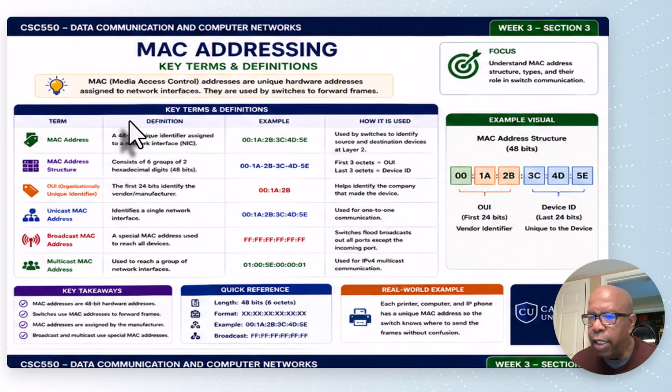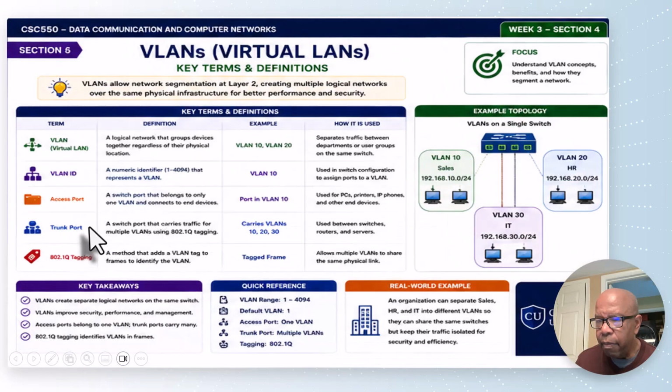Key thing, the MAC address is called the Media Access Control address. They're unique hardware addresses assigned to network interfaces. They're used by switches to forward frames. Key terms: a MAC address is 48 bits. Here's the MAC address structure. OUI is the Organizationally Unique Identifier. Looking at the pieces, the first part of the MAC address is the OUI. The second part is the device ID.